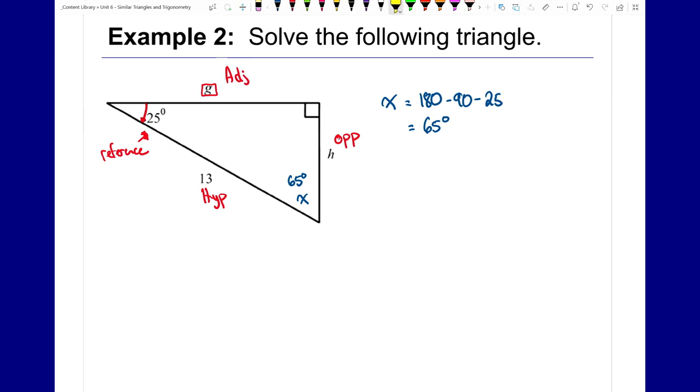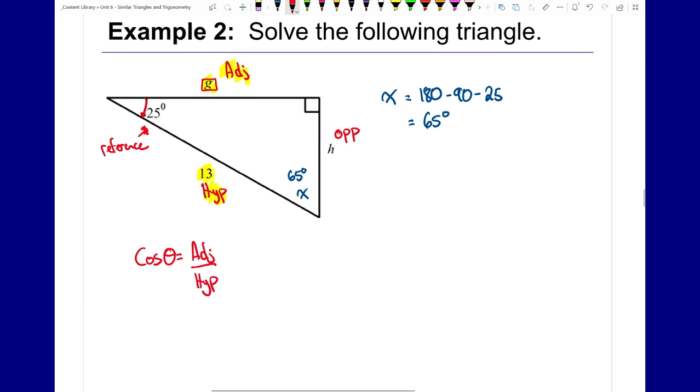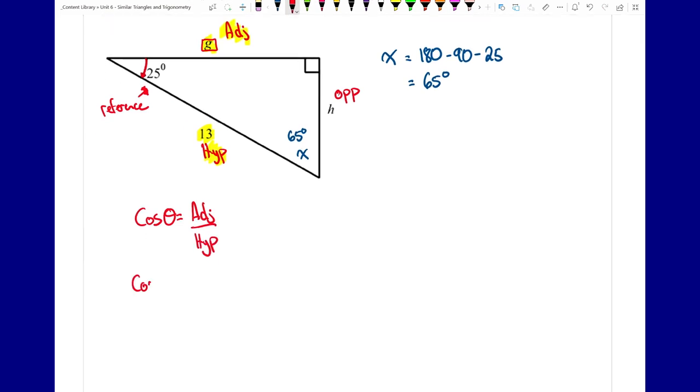So in this case, I have the hypotenuse. I need to use that side, and I'm looking for the adjacent. That's the one that I said I'm going to look for first. So in this case, A and H, I'm going to use cosine. So cosine of an angle is the adjacent over the hypotenuse. We have cosine of 25 is equal to G over 13.